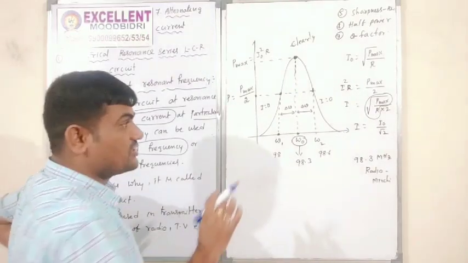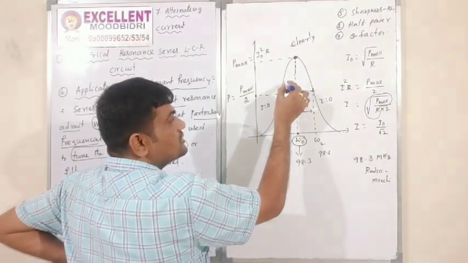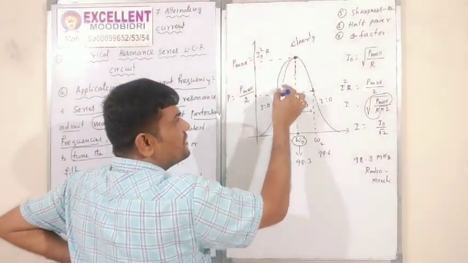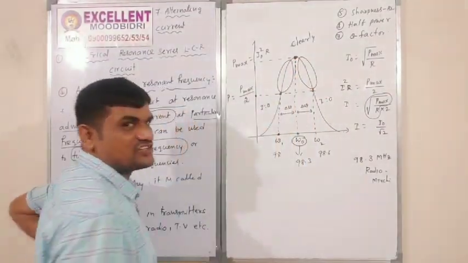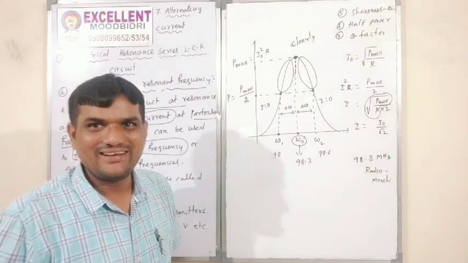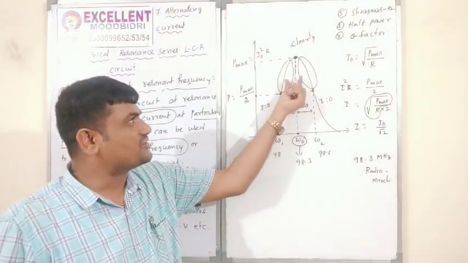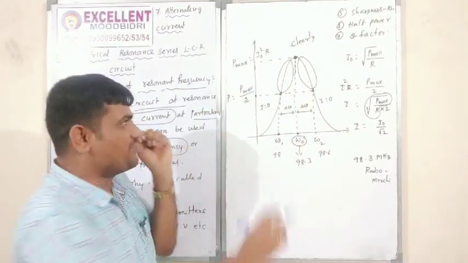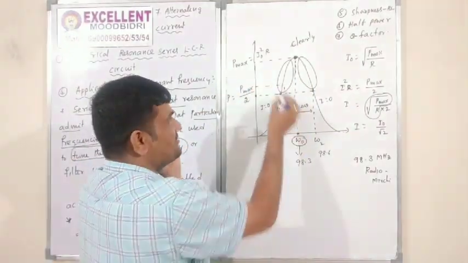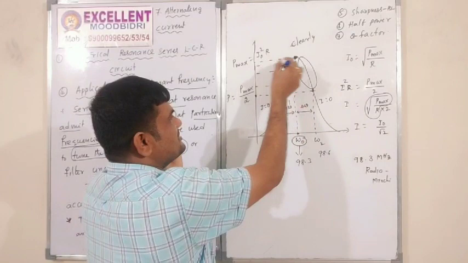Correct, Olina? Now I want to filter these frequencies. That means I want to reduce that range. For example, here also some range will be there. Yes or no? Here also some range will be there.